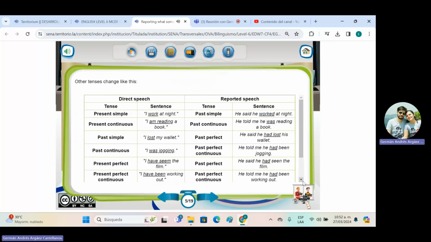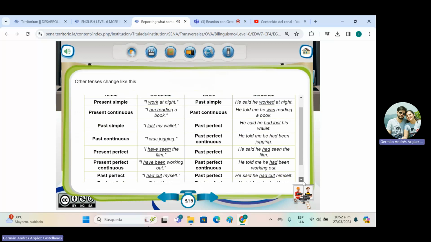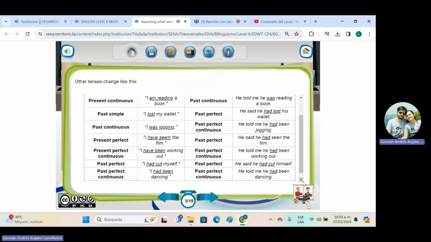Direct speech. Present simple. I work at night. Reported speech. Past simple. He said he worked at night. Present continuous. I am reading a book. Past continuous. He told me he was reading a book. Past simple. I lost my wallet. Past perfect. He said he had lost his wallet.